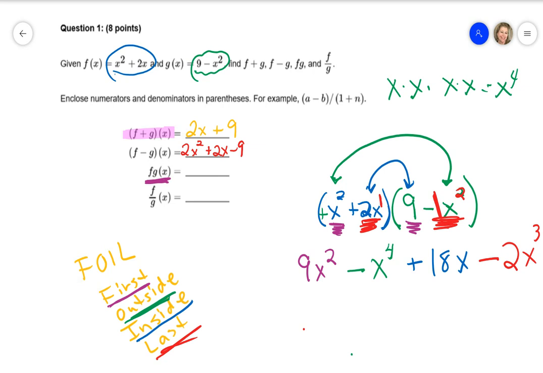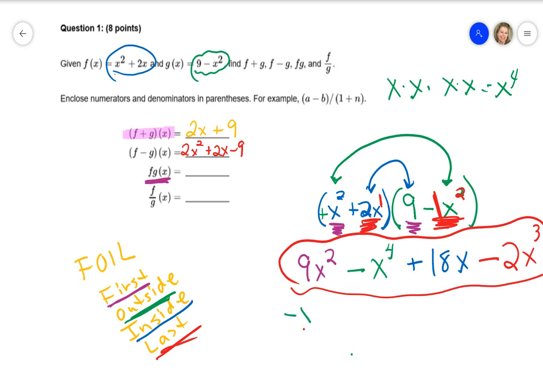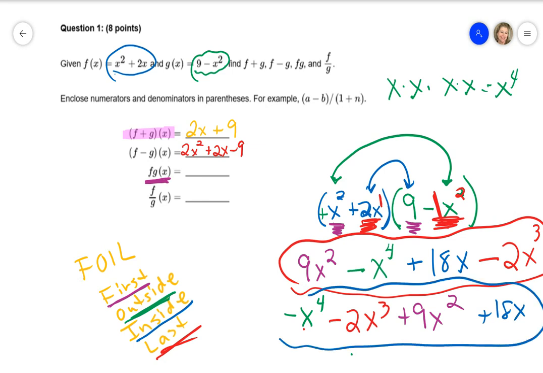None of those are like terms. And I don't know if Mobius will take that or not. In an algebra class, you would be required to put it in descending order. So the highest exponent would go first. That'd be the negative x to the fourth. Then you would have the negative 2x cubed. Then you would have the positive 9x squared. And then last would be the positive 18x, which is to the first. That's descending order on the exponents, 4, 3, 2, 1. And so these answers here, that's what goes right there.